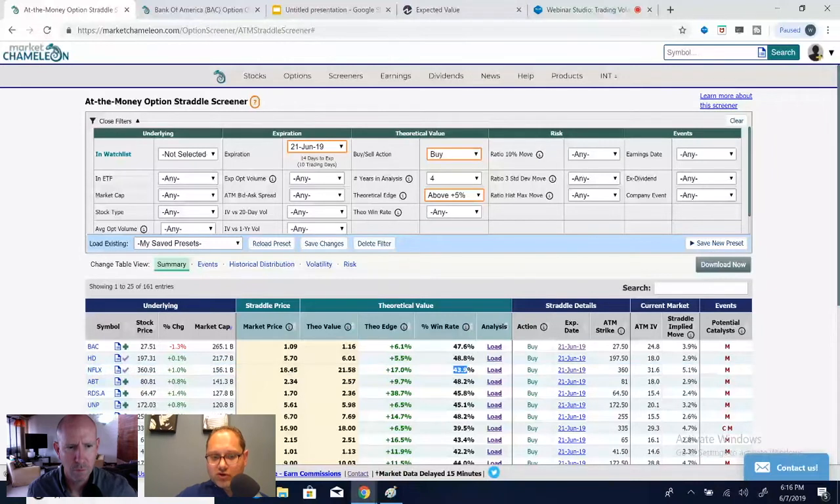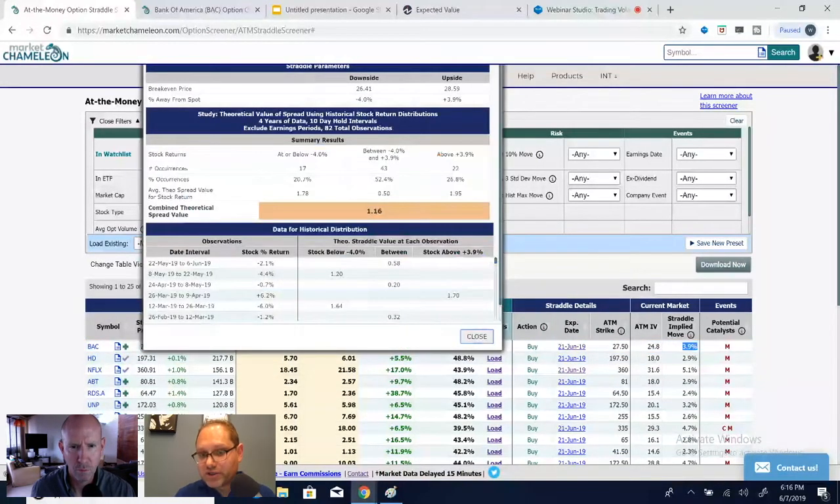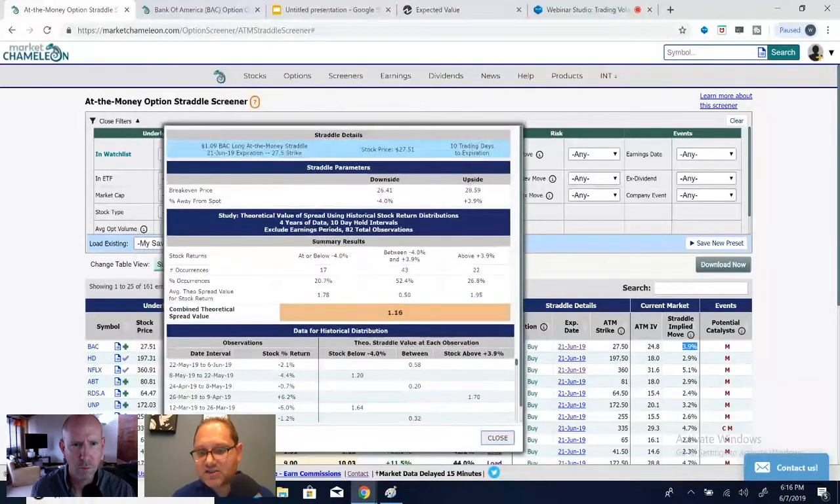So let's just go over how we get this theoretical value, to compare it to the market price, and then we'll start screening. So this is Bank of America. Bank of America right now is $27.50. We're buying the 27.5 strike, the call and the put. It's predicting a 3.9% move, so we need it to move more than 3.9% in the next 10 trading days for us to make money.